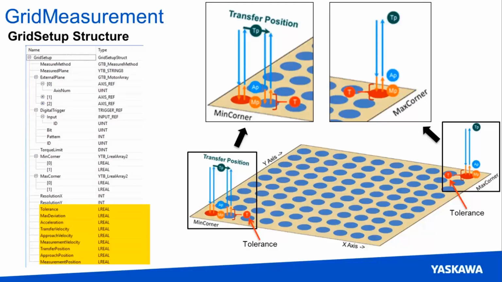Approach velocity could be between 5 and 20 millimeters per second, and transfer velocity could be anything above that. Although if you're using analog, you want to make sure that the transfer velocity or your acceleration, which can be set in the grid setup structure, isn't too high where you're not able to come to a complete stop or stop long enough at your measurement position.